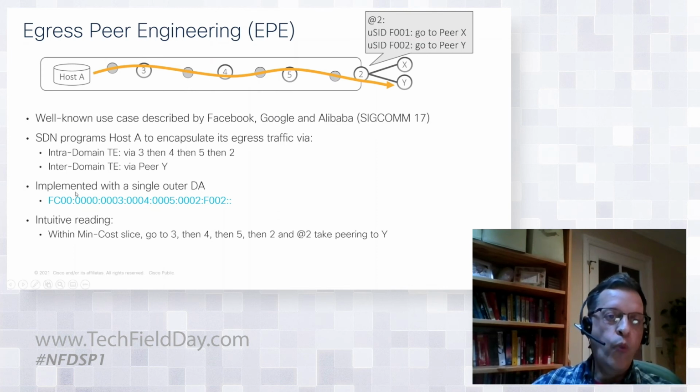The idea here now with microSIDs is that a controller can program the host directly. It can program a container directly. It can program an application directly, to tell it, for this application, I want you to impose this outer destination address. And the outer destination address in blue is going to do everything I said in English. We go to 3, and then we go to 4, and then we go to 5, and then we go to 2, and then we leave via peer Y via the instruction F002.